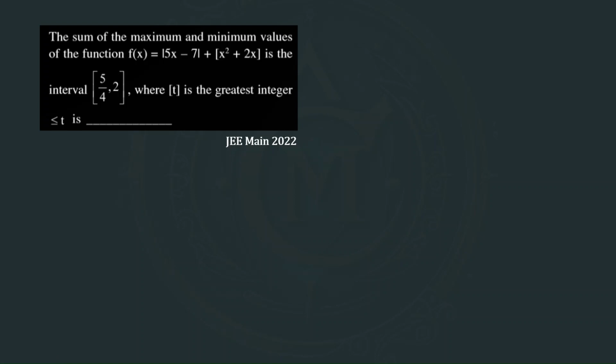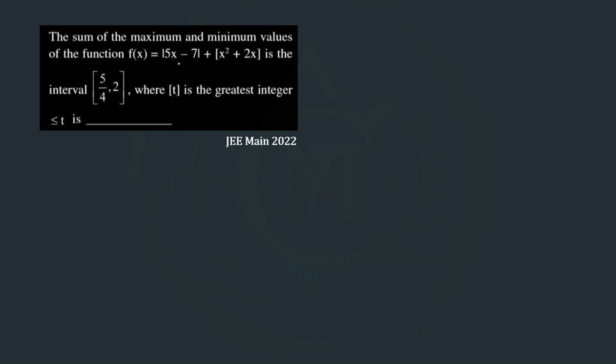Now, this question is from JEE Main 2022, a PYQ. It is of the topic maxima and minima. So, a function is defined in terms of some modulus function and some greatest integer function in the interval this. And we have to find the sum of the maximum and minimum values of this function in this interval. Okay. So, first we have to break this function because there are modulus and greatest integer functions involved.